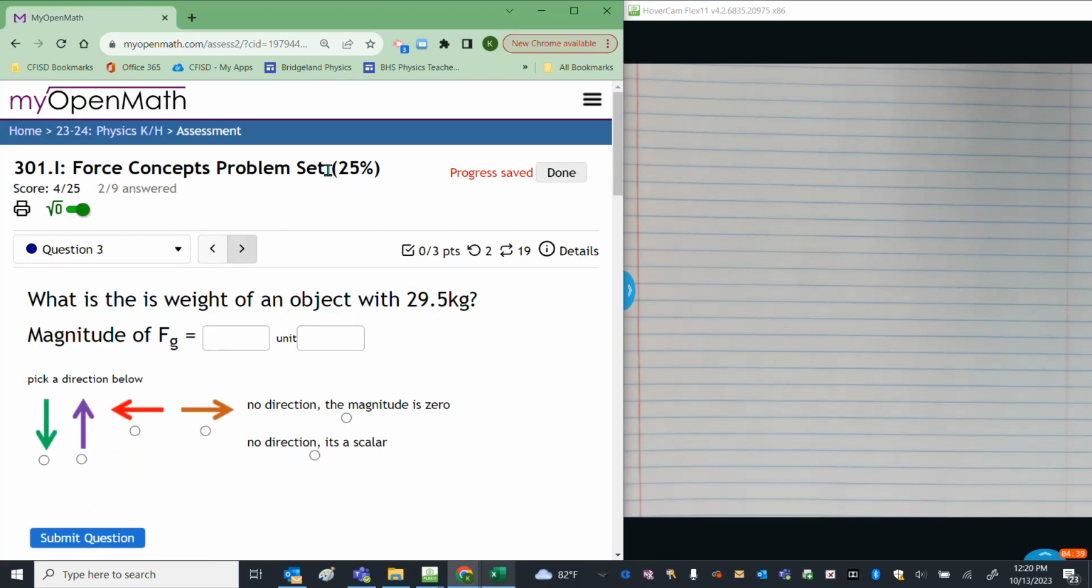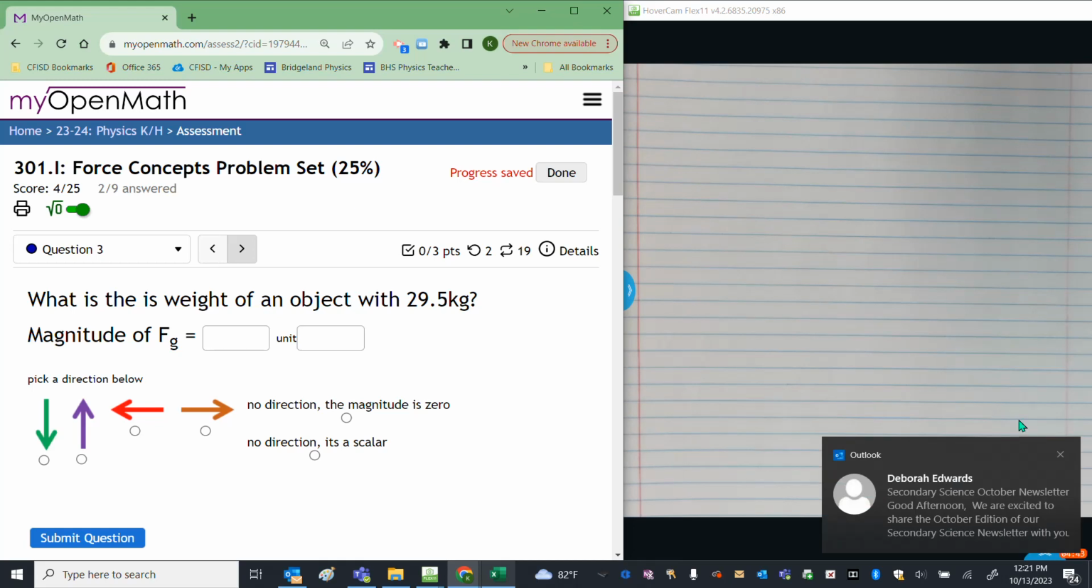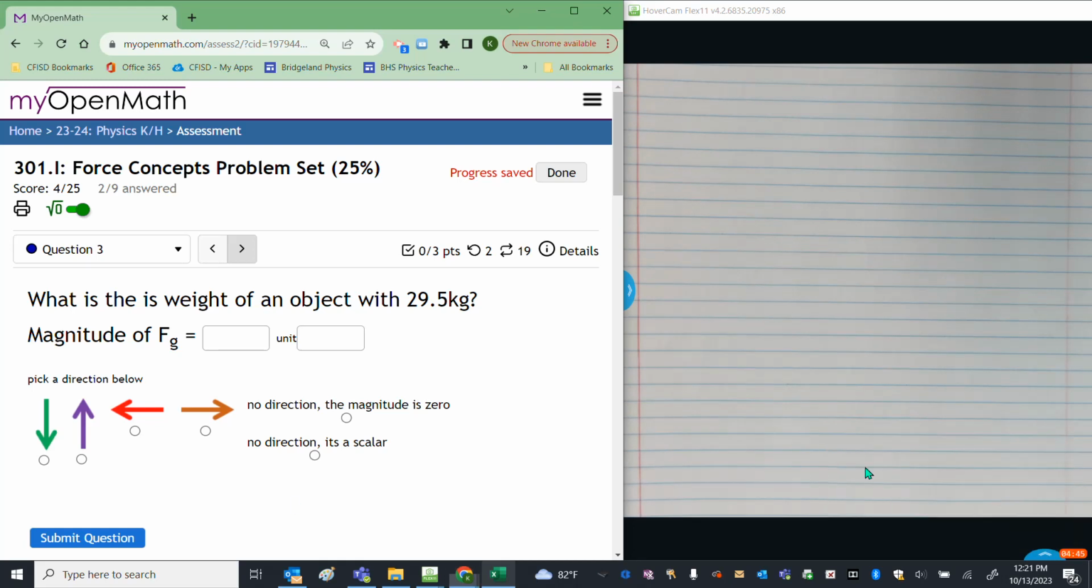Question 3. What is the weight of an object with 29.5 kilograms? So if we take a look at this, we're going to be putting the magnitude of the weight here. Again, remember Fg is weight. And then we are going to specify the direction below that.